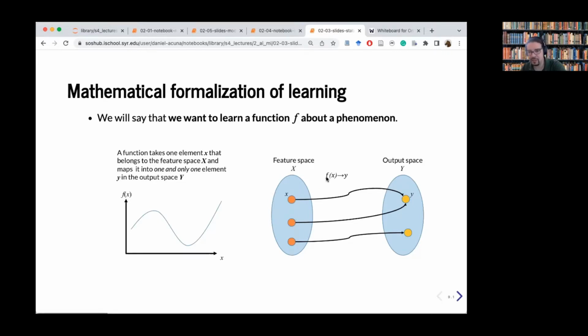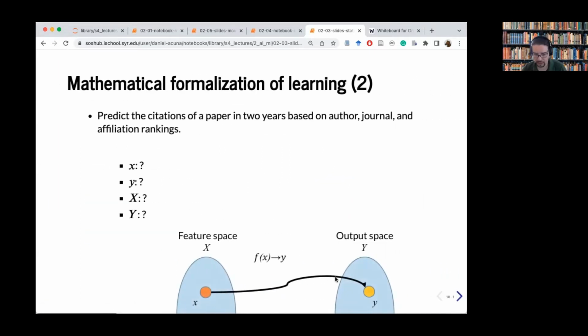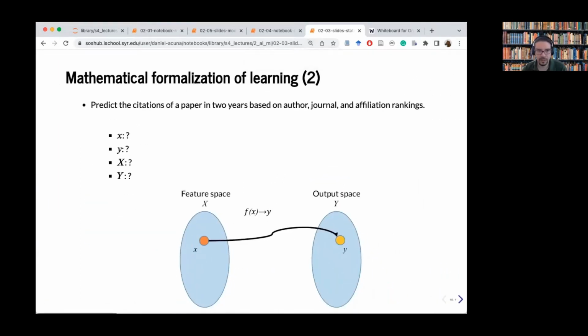And of course, one of the main problems is, okay, what is that function? You usually don't know that function, and we make assumptions about what that function looks like. The other problem is that we don't observe the direct relationship between the input and the output. There is some noise associated with each of the observations, and we have to account for that as well. So in the case of the first problem, as I was saying, the X will be the author, journal, affiliation, rankings, and things like that, and Y will be the citations.